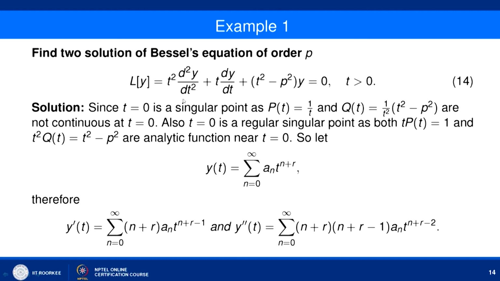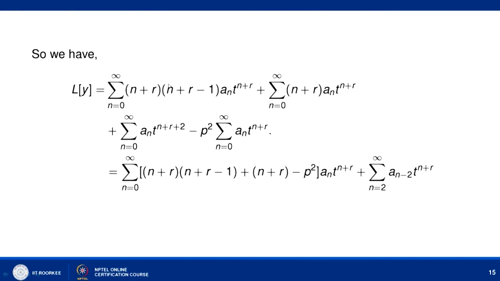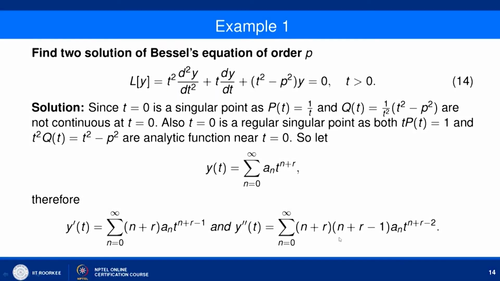First thing we have to look at is that t equal to 0 is a singular point. If you look at the coefficient of the highest order derivative present here, that is d2y by dt square, the coefficient is t square, and at t equal to 0 this t square is equal to 0. So, it is a singular point of this equation. And how do we check that it is a regular singular point? For that you divide by t square and look at the coefficient of dy by dt here.